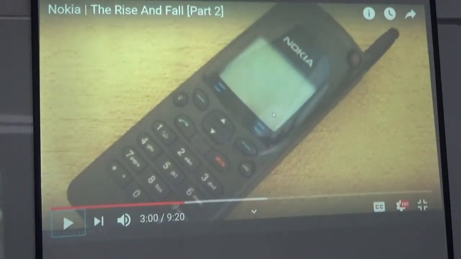The 2110, I had it. That was my first phone. I don't even remember how much it cost. I have no idea, no memory whatsoever. I did use those cards though. I had to put cards in it. They had that system already.